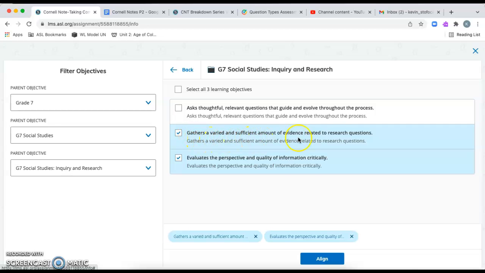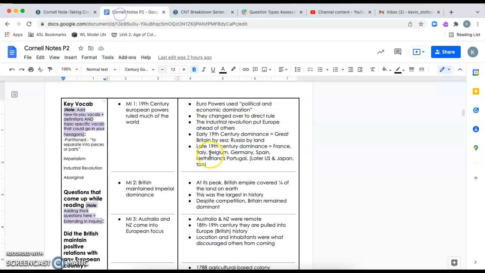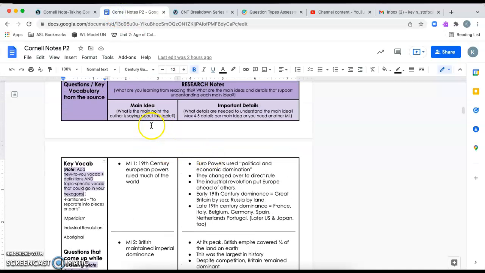What we're focusing on here is really that you're gathering sufficient evidence, that you're pulling out the important things that you need to know. So they tie together, but when we think about this research portion for our Cornell notes, really think about this gathered a varied and sufficient amount of evidence. So that is where, under the main idea, we're trying to identify the large things that are going on in this text.